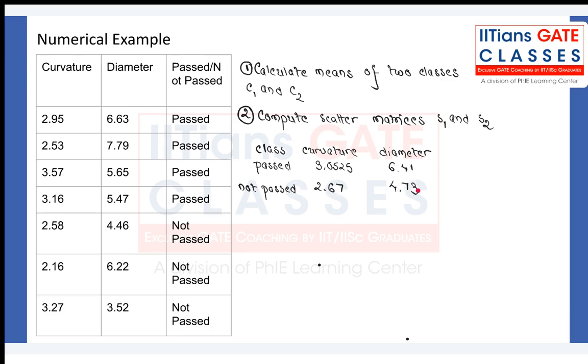So this is one mean vector for passed, mu passed. This is the mean vector for not passed, mu not passed. And these are before the projection, so you do not have the delta above.